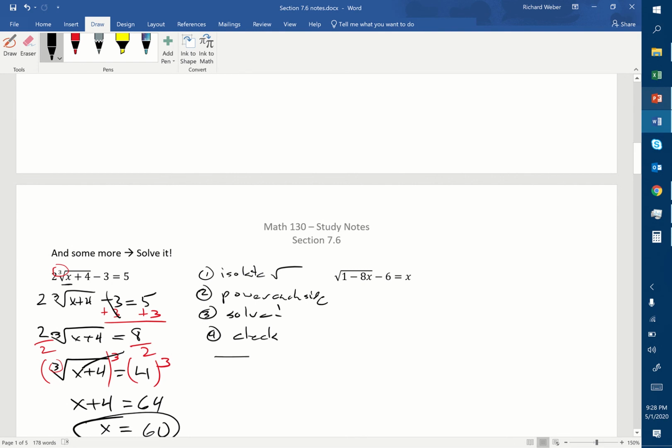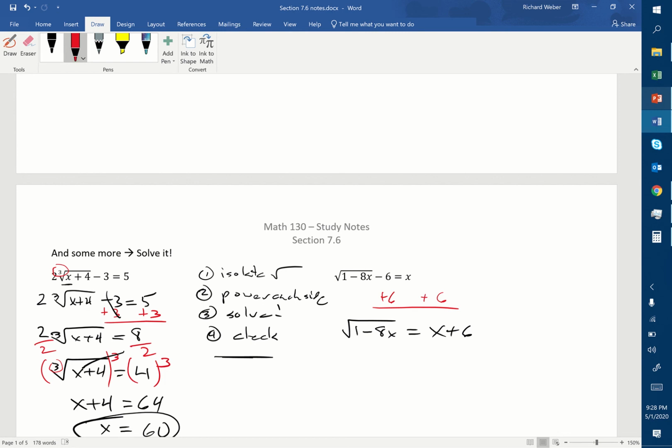The story is, as always, isolate, power, solve. Here we go. First move on this one should be add the 6. Get them over there. But look at what happens on the right-hand side. Uh-oh. We have the square root of 1 minus 8x is equal to, no other way to say it, x plus 6. Big deal. That's what we got. These are good problems. I like these problems. They make us think.